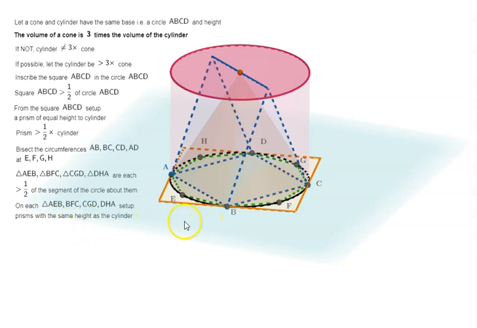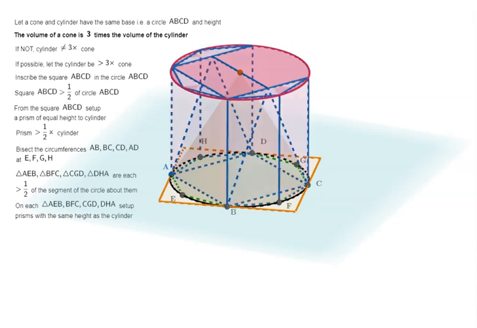And on each of these triangles, set up prisms with the same height as the cylinder. So let's do that. Now, each of the prisms is going to be greater than the segments of the cylinder about them. What we talked about in terms of bases, that is the segment of the circle and the triangle, applies to the solids on them. So each of the prisms is greater than the segments of the cylinder about them.